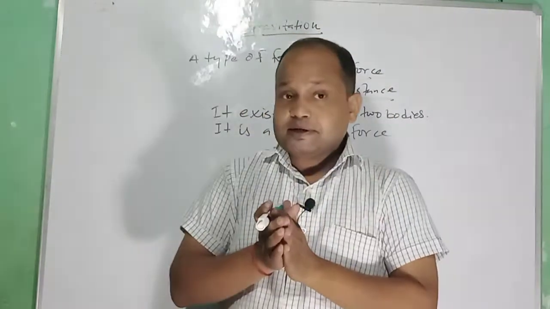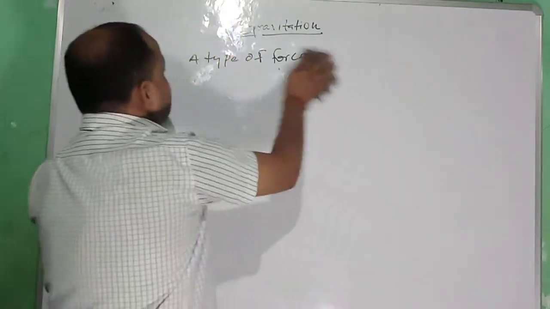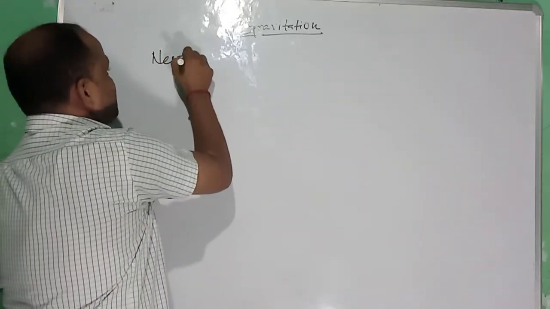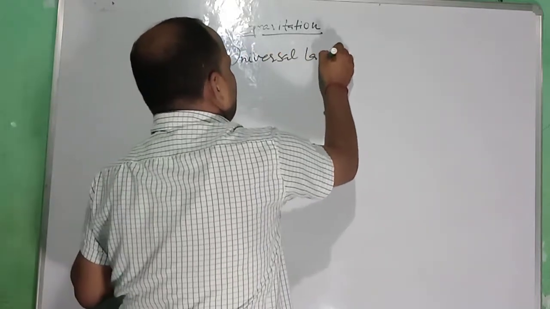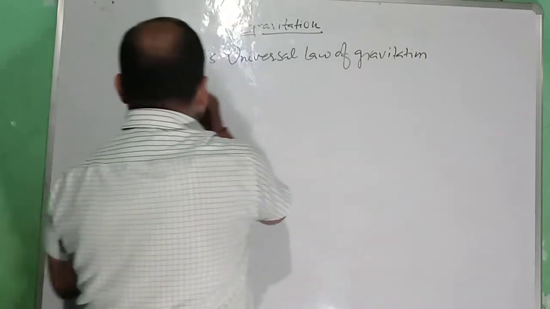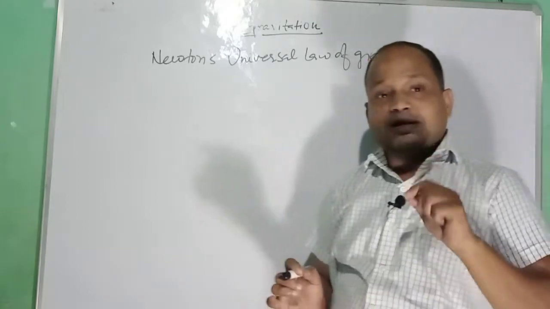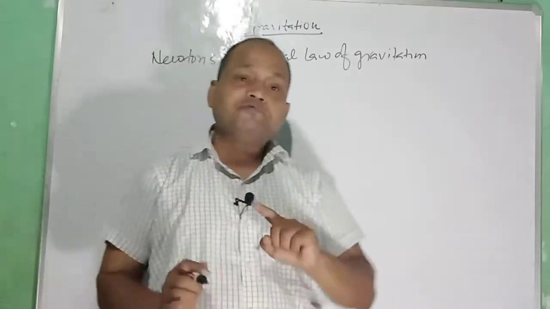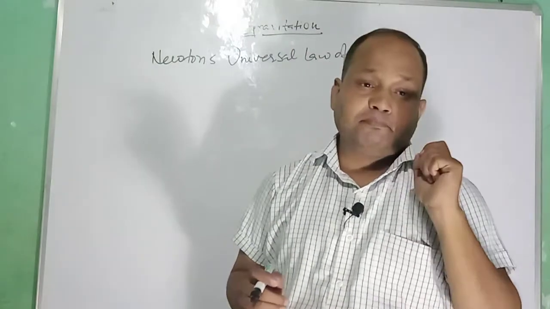Now, my dear students, let us discuss Newton's universal law of gravitation. Newton's universal law of gravitation states that every body in this universe attracts another body by a force which is directly proportional to the product of their masses and inversely proportional to the square of the distance between them.